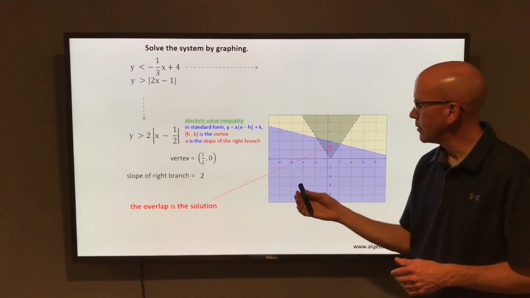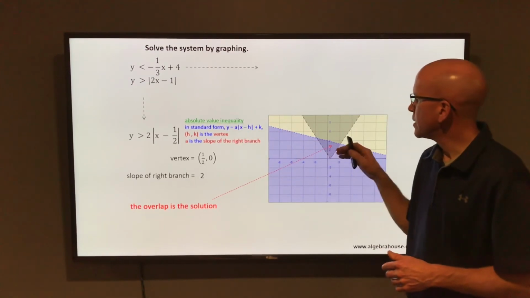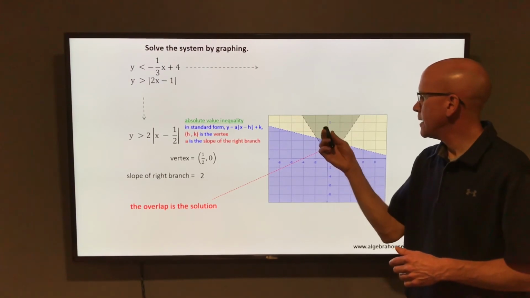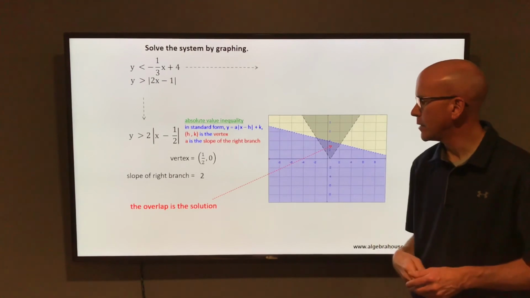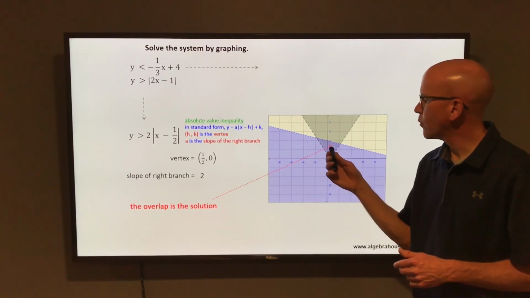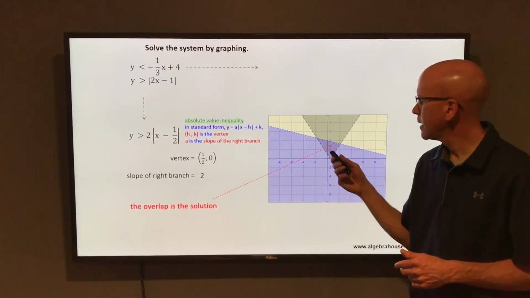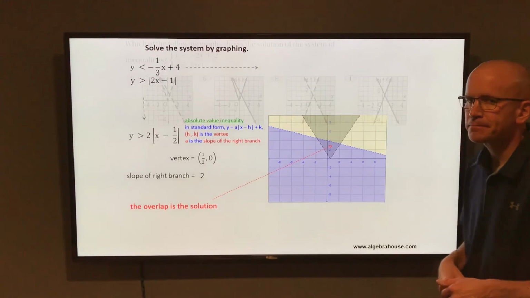You get down here in the purple, those only work in one inequality, the top inequality. You get up here above this dashed boundary line right here, in this area, those are solutions to the absolute value inequality, but not the linear inequality. So what we're looking for here, the solution set, is the set of points that these two inequalities share, and it's right there where the red arrow is pointing. That is the solution set to that system.